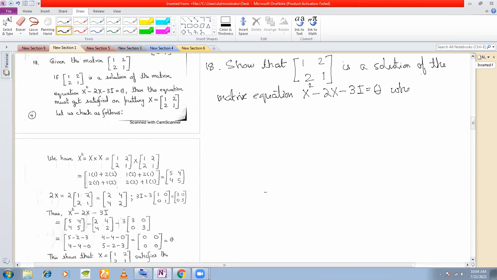Obviously, because we are dealing with matrices of order 2, I should be a unit matrix of order 2. Even if it's not written, you can assume I to be a unit matrix of order 2. Okay. We start by calculating x square.